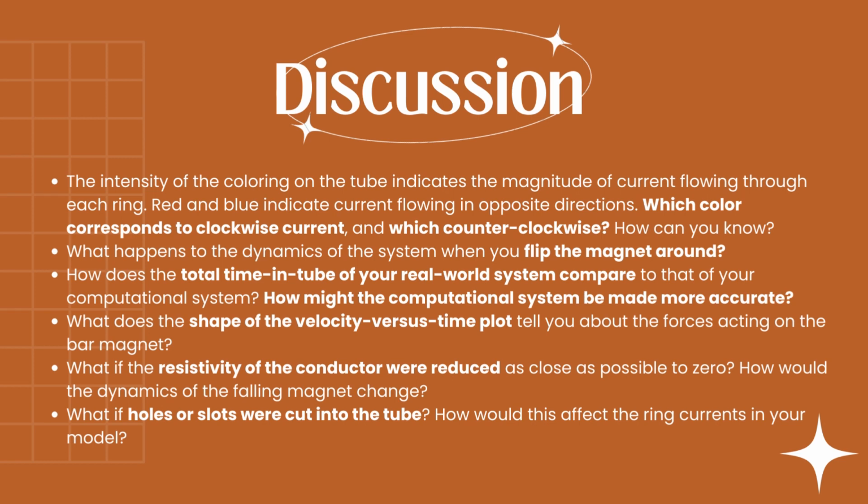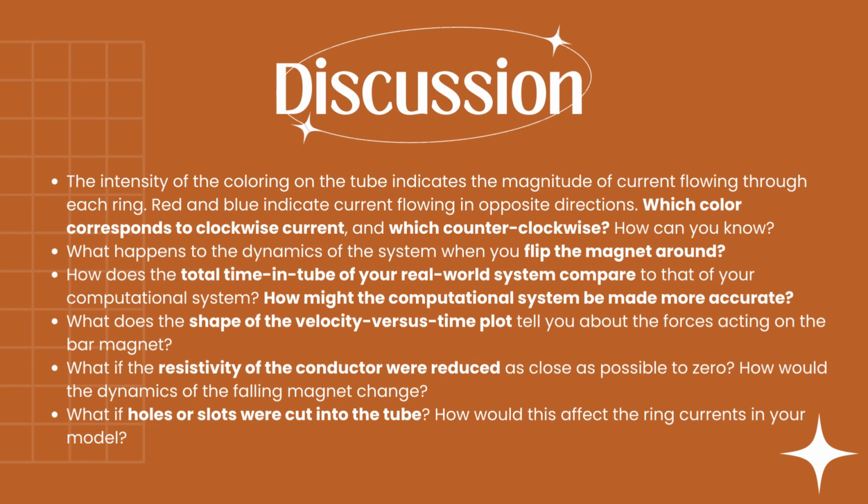According to Lenz's law, the way to slow down the magnet relates to red, corresponding to counterclockwise, and blue, clockwise. If we were to flip the magnet around, the current would flow in the opposite direction, though the magnet would still react in the same way.